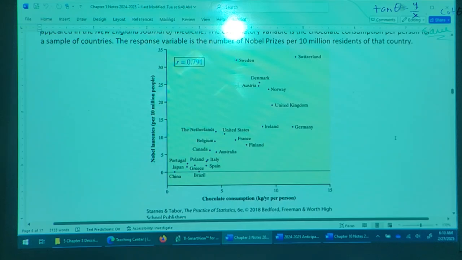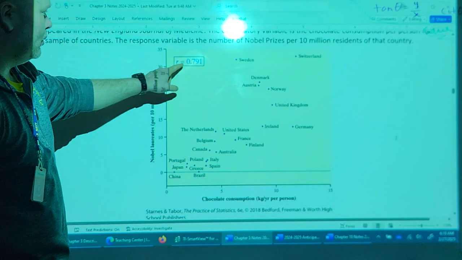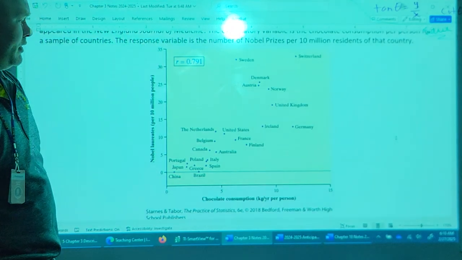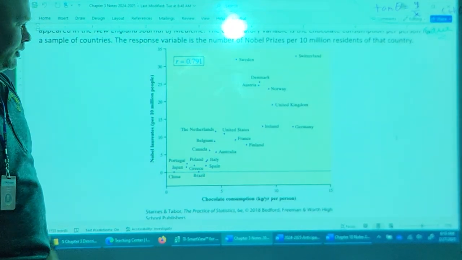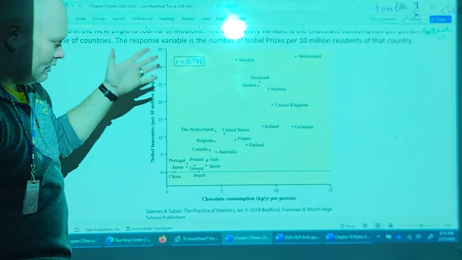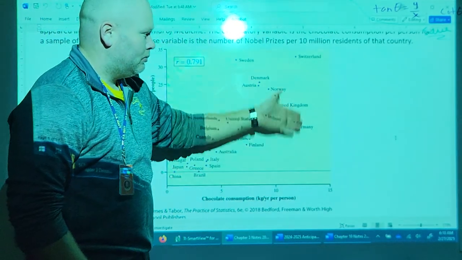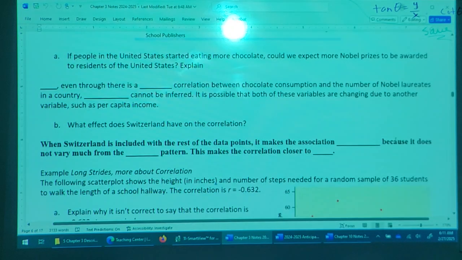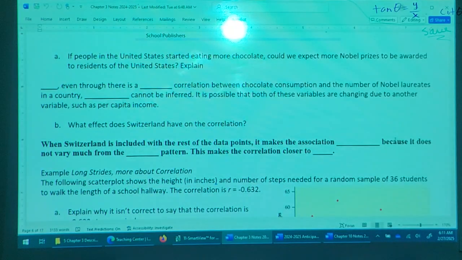So we got scatter plot, we got an R value of 0.791. So a fairly strong positive linear relationship between chocolate consumption and Nobel laureates. So it appears that the more chocolate you eat, the more likely you are to win a Nobel Prize. But if people in the US started eating more chocolate, could we expect more Nobel Prizes to be awarded to the residents of the United States? Hopefully you're thinking no there.